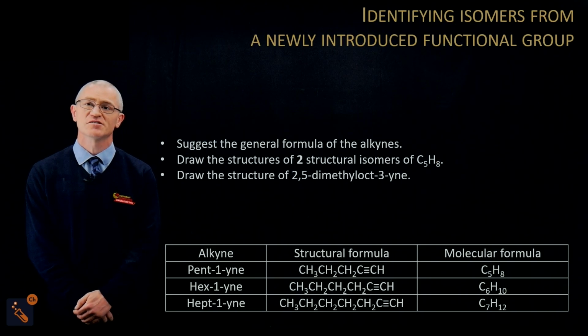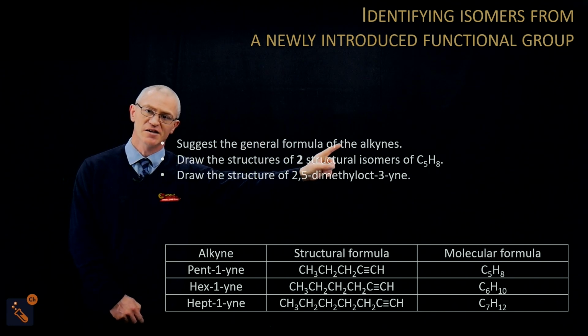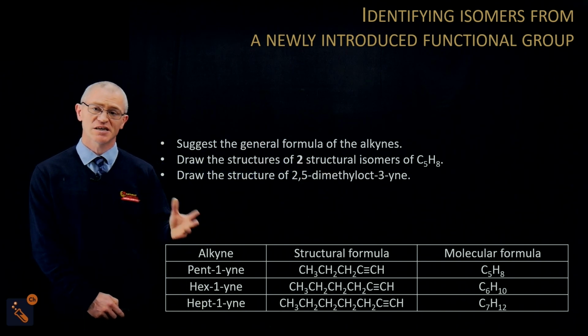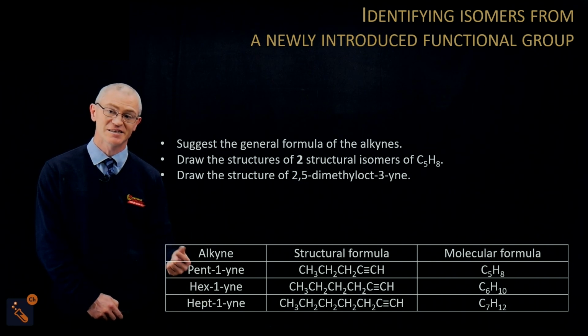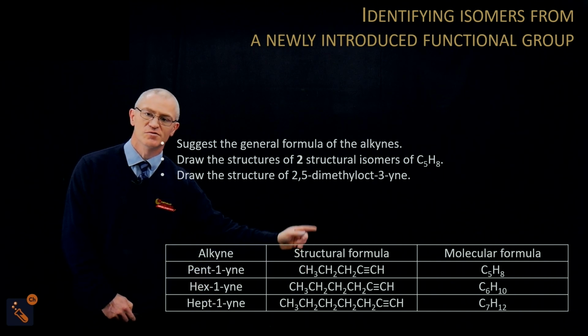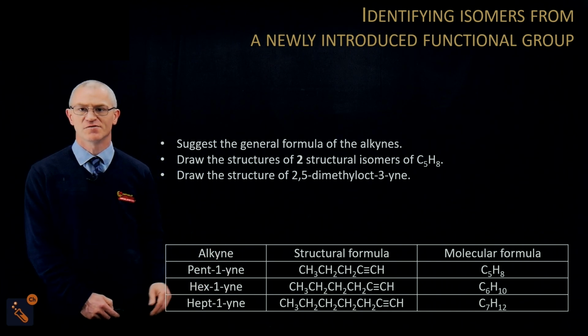Our last question is on a newly introduced functional group, and that functional group is alkynes. Now they can introduce a new functional group if they give you enough information. So here are the alkynes and the names. Each ends in Y-N-E, and they give you the structural formula here showing that it has a triple bond, and also give you the molecular formula.